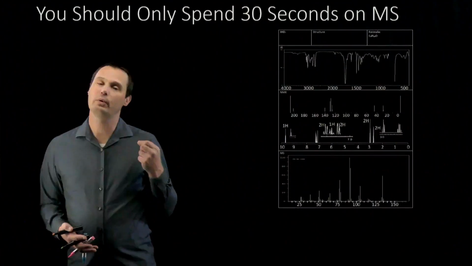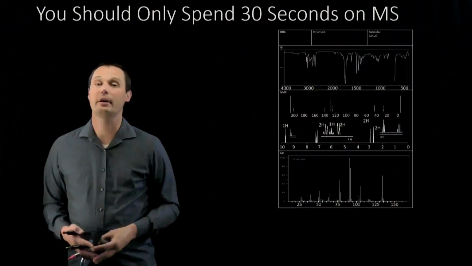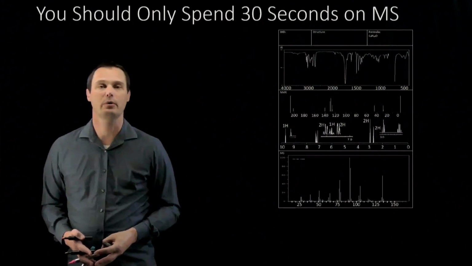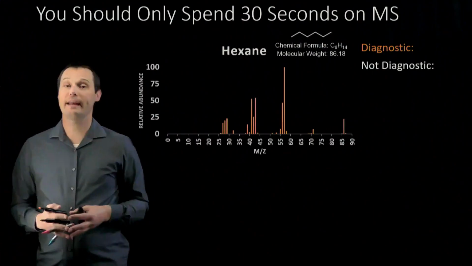In this video, I want to take you through what's diagnostically useful in mass spec and what you can pick out in 30 seconds before you can move on and spend most of your time on the NMR, where the real information lies. As you first learned mass spec, you probably looked at a spectrum somewhat like hexane, maybe even hexane itself.